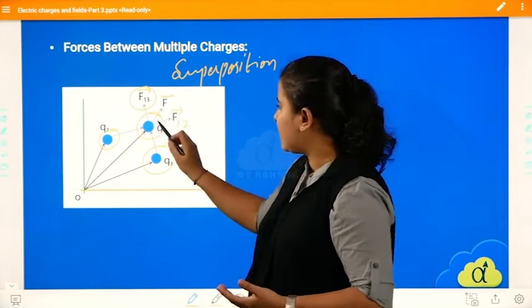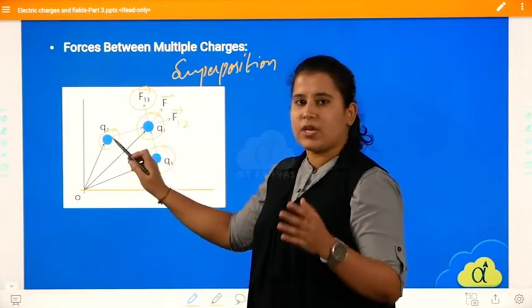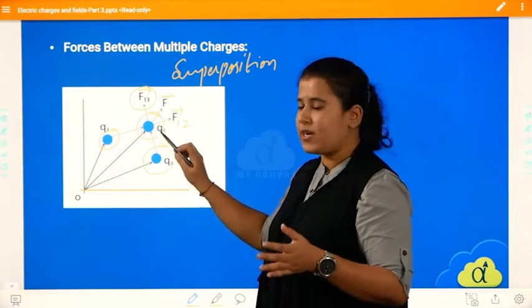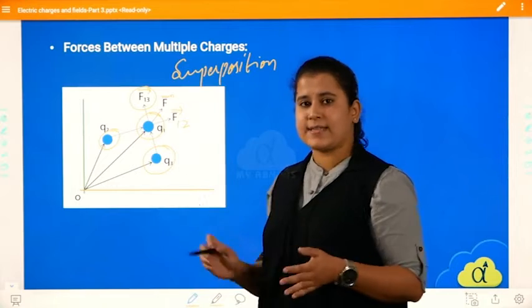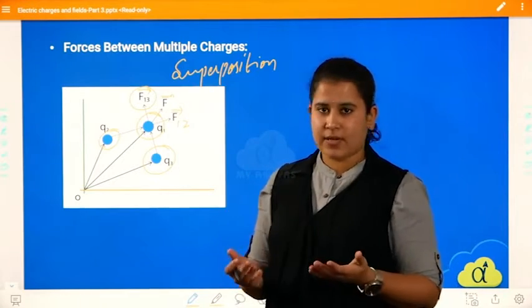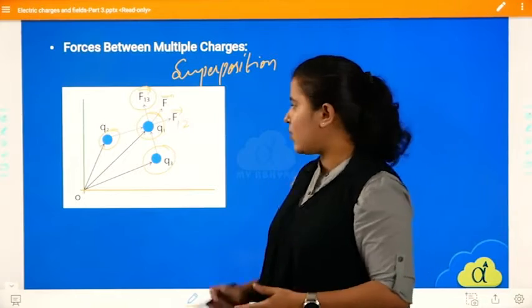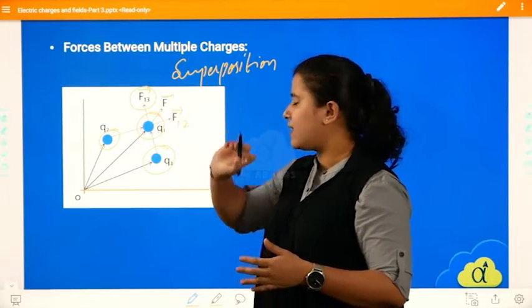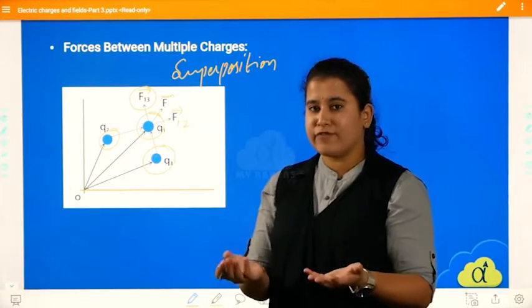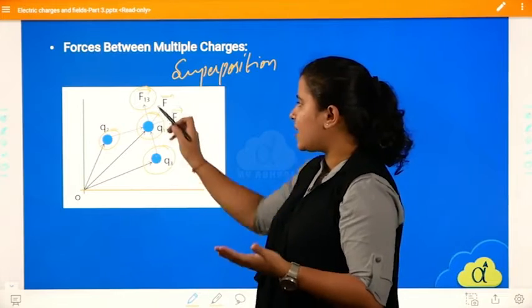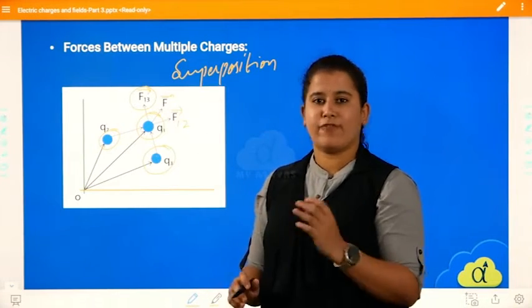That is, here if you have Q1 and Q2, Q2 is exerting force on Q1, and that force I call F12 vector. Next I'll bring a Q3 charge. When I bring a Q3 charge, what is happening? This charge is exerting force on Q1, and that force I call F13.